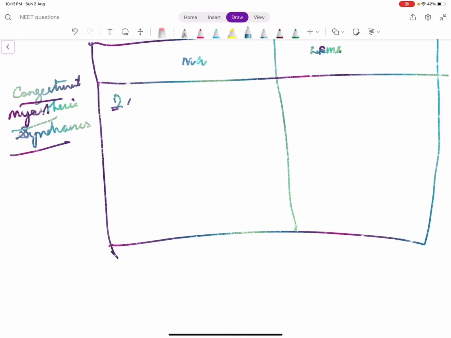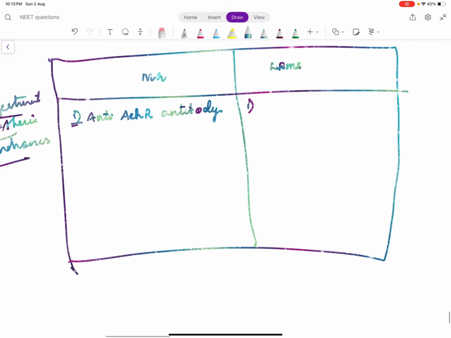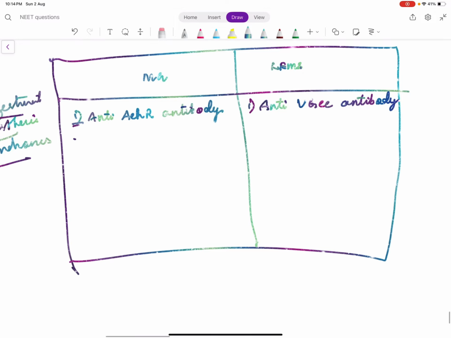Myasthenia gravis is due to anti-acetylcholine receptor antibody. Lambert-Eaton myasthenic syndrome is due to anti-VGCC antibody. VGCC is the voltage gated calcium channel, the channel through which calcium enters and causes exocytosis of the acetylcholine vesicles.